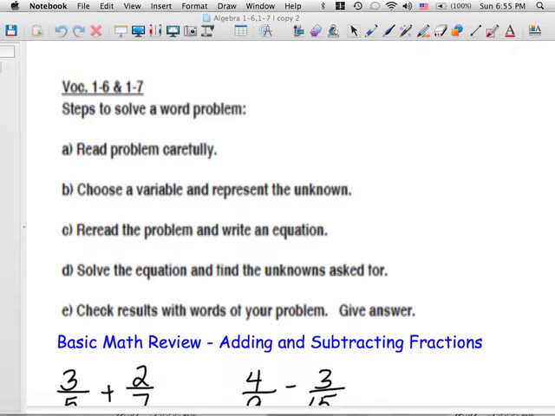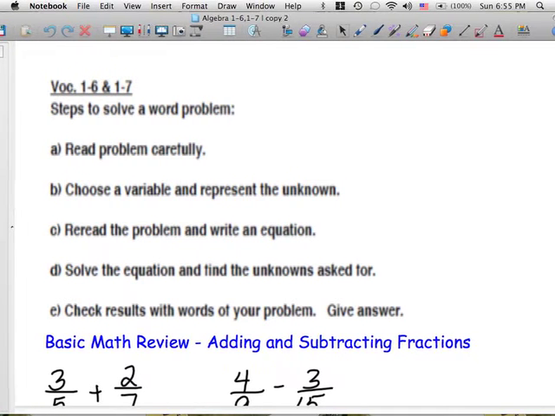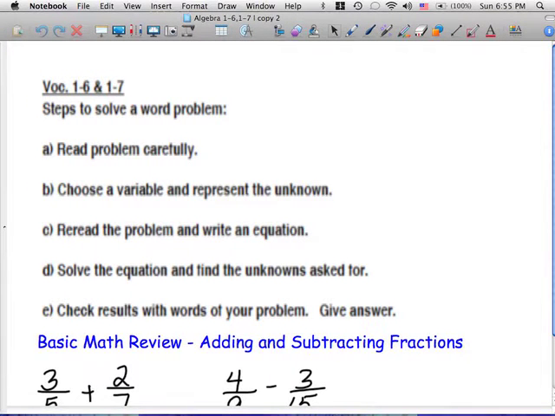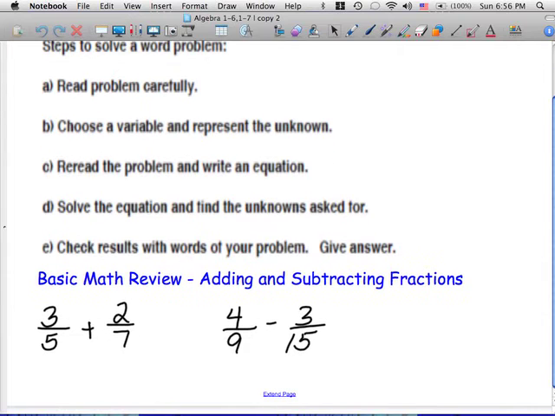And in most cases, you're going to have two unknowns. So we're going to build upon the variable that we first choose. Reread the problem, write the equation, solve the equation, and find the unknowns asked for, and then check your results with the words of your problem and give your answer.